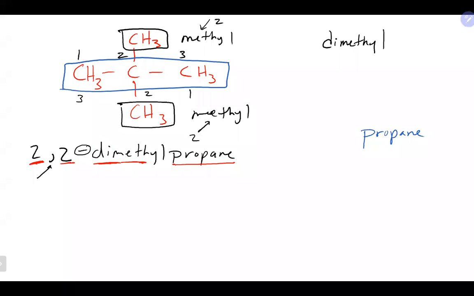So that's why the die is there. By the way, if you do have a situation like this and some other group attached, when you do the alphabetical order, you actually ignore the prefix. So you would still be looking at the M here.